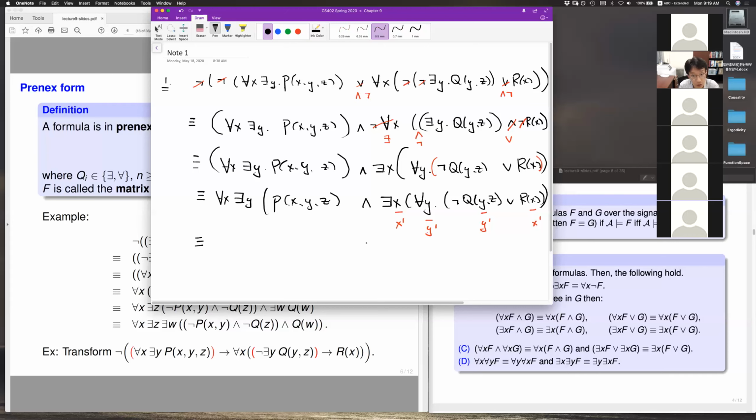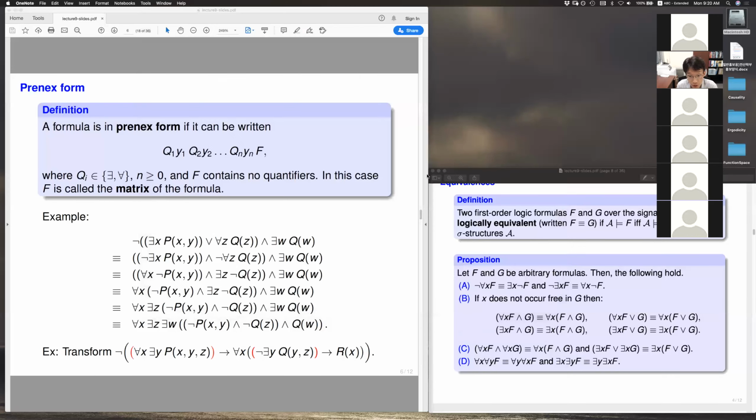So using this fact, moving the first conjunct inside the quantified formula, we have for all x exists y, exists x prime, for all y prime, p of x, y, z, and negation of q of y prime, z, disjunction of r of x prime. That's the final outcome that we can obtain by transforming this formula. Okay, so let's move to the next topic.